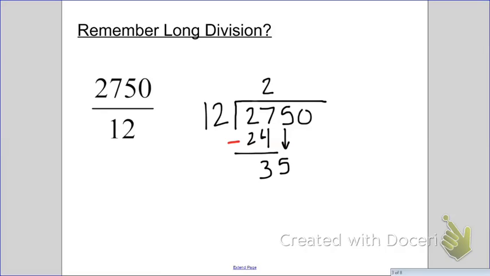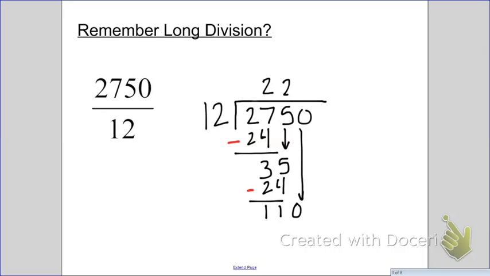Can we make 12 turn into 35 by multiplication? No, but we can get close. Another 2 is going to do 24. Don't forget that we are subtracting. And so this gives us 11. Bring down the next number.